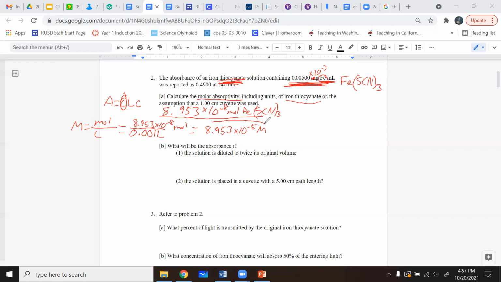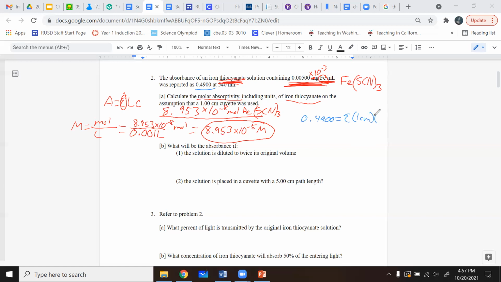Now this number you can finally plug into Beer's law, which I'm going to switch colors to do. So we have an absorbance value that's given to us, 0.4900 is set equal to the thing that we are solving for times our path length, which you should assume, unless you are told differently, that it is 1 centimeter.